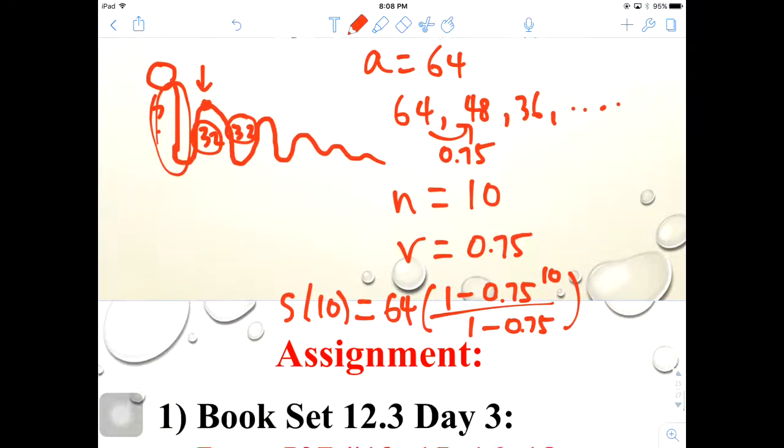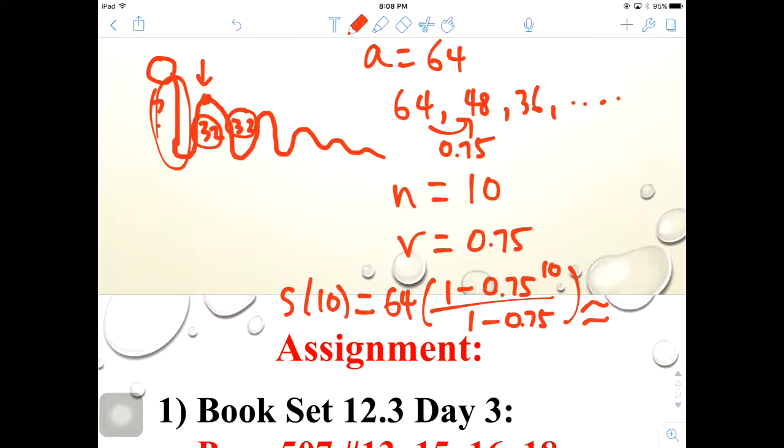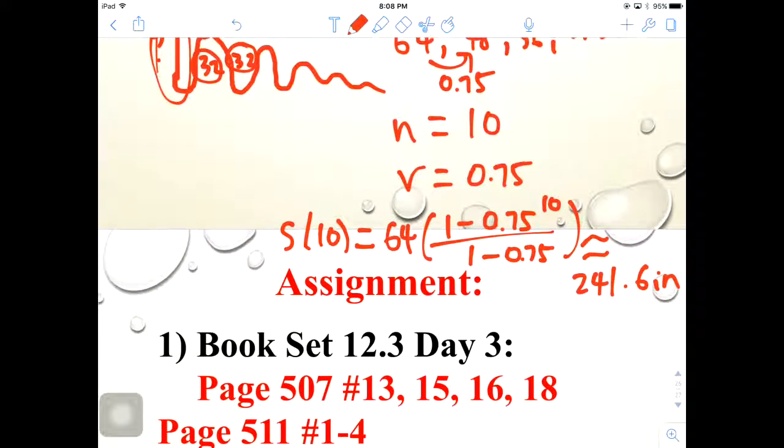Do the math all together. You should have the total height traveled is 241.6 inches. Or if you want to convert that to feet, divided by 12, you should have 20.1 feet that is traveled in the 10 bounces. So that is the end of this problem.